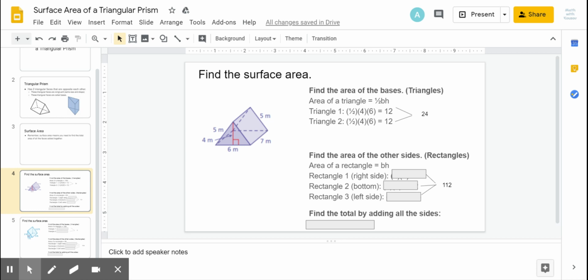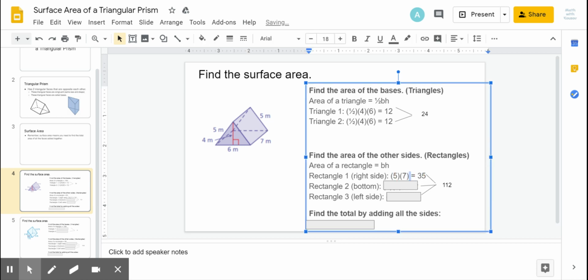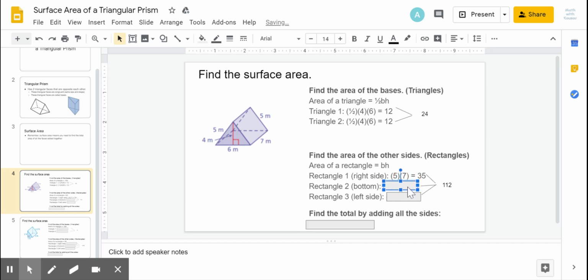For the next portion of finding the surface area, you would find the area of the other three sides. The other three sides here are rectangles. I'm going to start first with this one because I think it's the easiest one to see. You see 5 and 7 are your dimensions. So 5 times 7 gets you 35. For the second rectangle, which is the one on the bottom here, 6 and 7 are your dimensions. So 6 times 7 gets you 42.